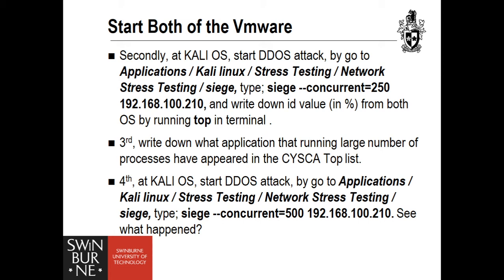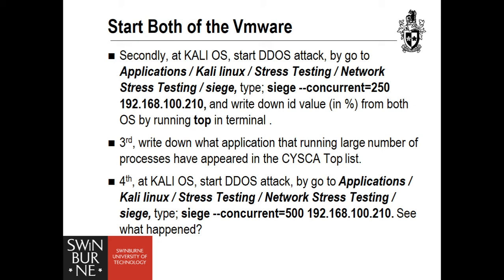At the attacker side, which means the Kali OS, you can start the DDoS attack by going to the application Kali Linux, stress testing, network stress testing, and siege. And the type is concurrent equal to 192.168.100.210. And then write down the ID value from both OS by running top in terminal.